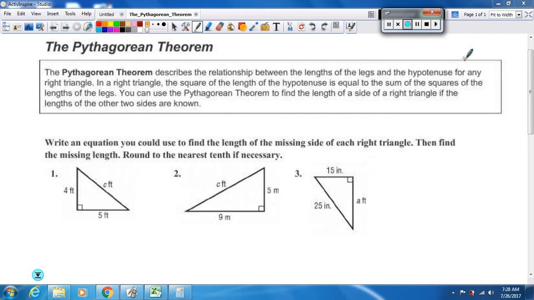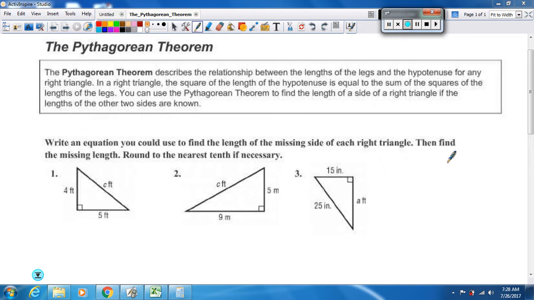Pythagorean theorem. The Pythagorean theorem describes a relationship between the lengths of the legs and the hypotenuse for any right triangle. In a right triangle, the square of the length of the hypotenuse is equal to the sum of the squares of the lengths of the legs. You can use the Pythagorean theorem to find the length of the side of a right triangle if the lengths of the other two sides are known.